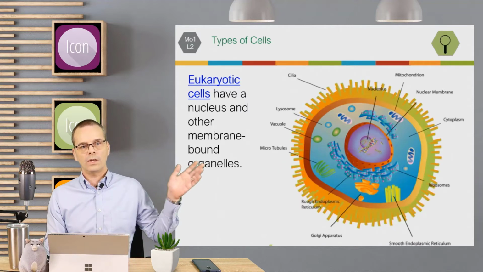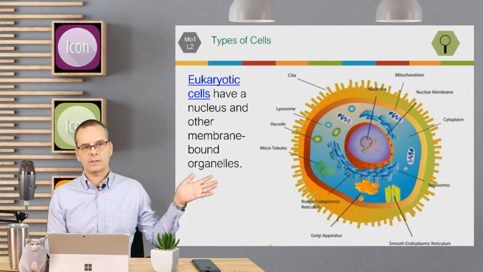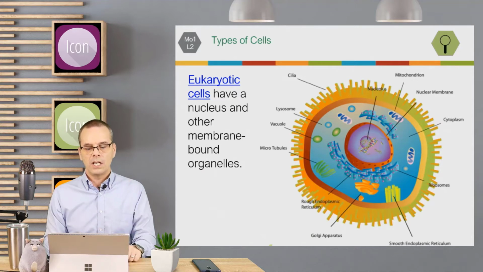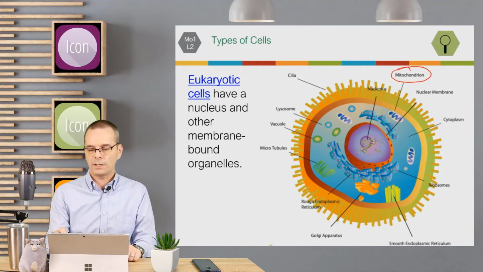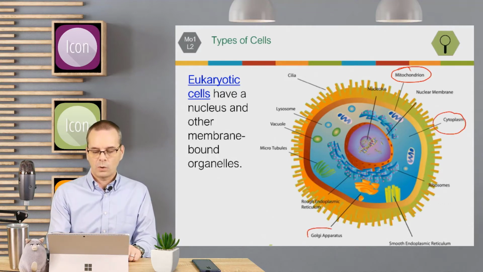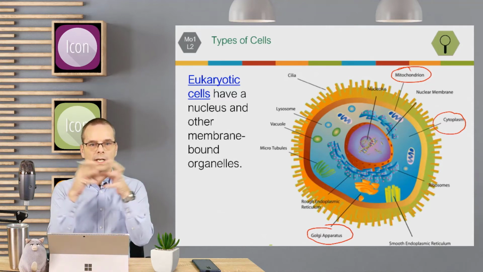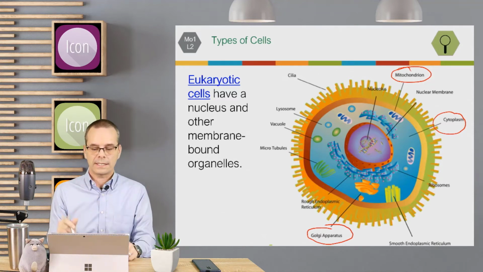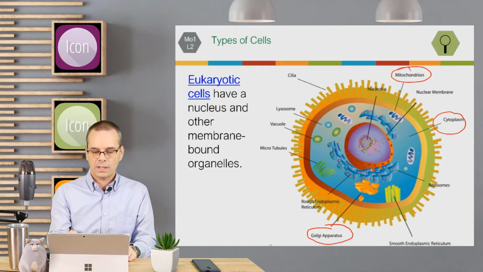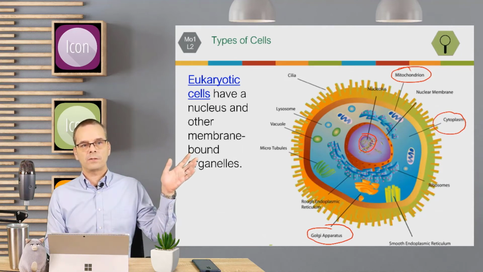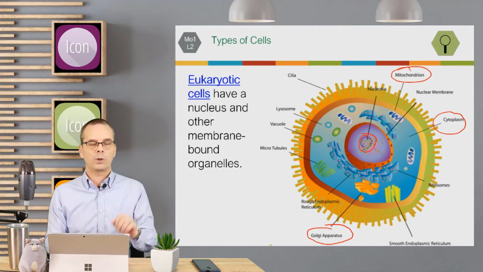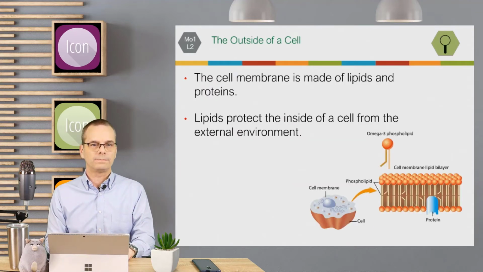Now, the other one is eukaryotic cells. Eukaryotic cells do have organelles, such as the mitochondrion, the cytoplasm, the Golgi apparatus, etc. So it has all these little organelles and a nucleus inside. So there's your nucleus. That's the basic difference between a eukaryotic and prokaryotic cell, and we'll go over that a little bit more.